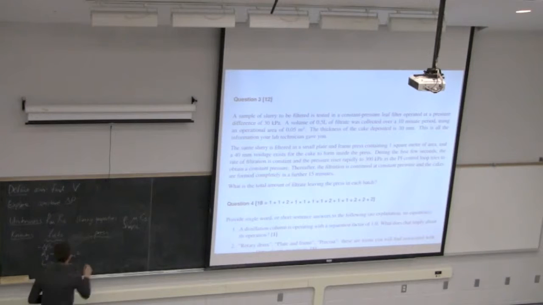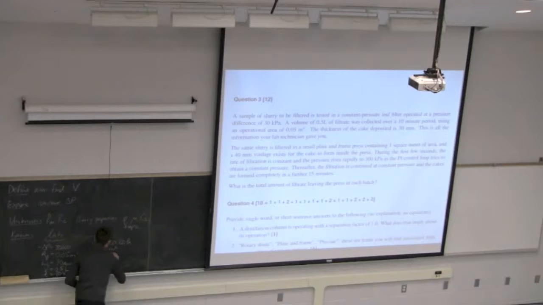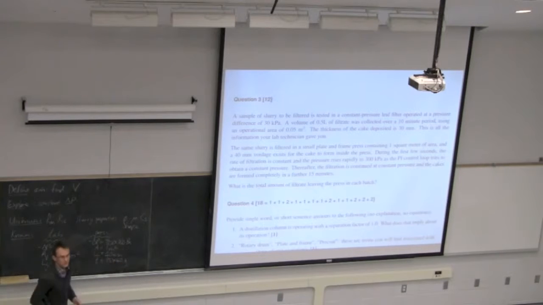We know delta P is 300,000 Pascals. We know area is 1 meter squared. We know LC, or we know the potential LC. Okay, so 40 millimeters voidage. You know the time of the batch. The time of the batch is 15 minutes. And then you know that it's the same slurry.